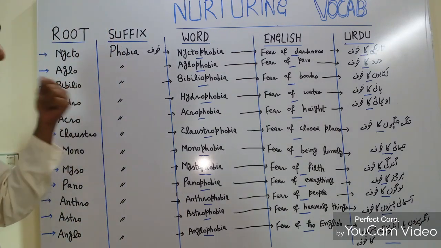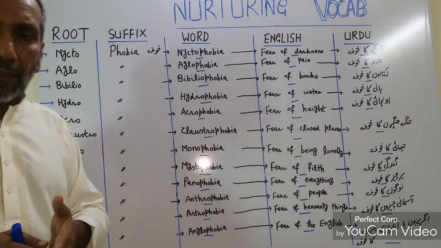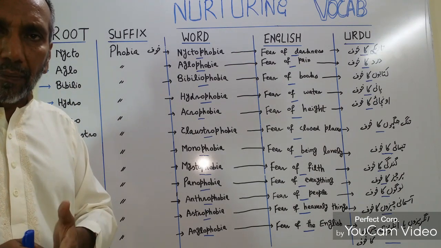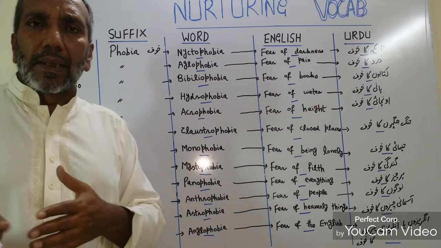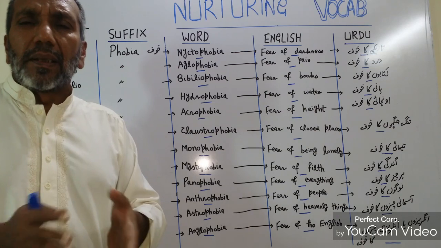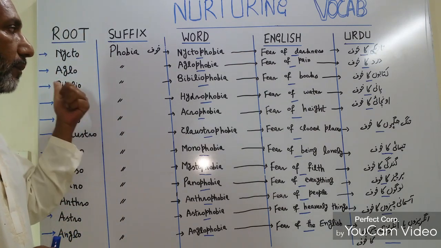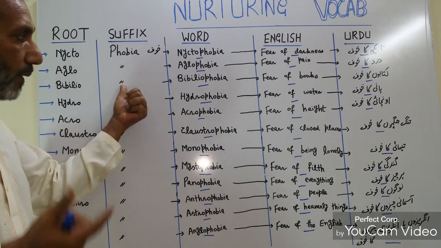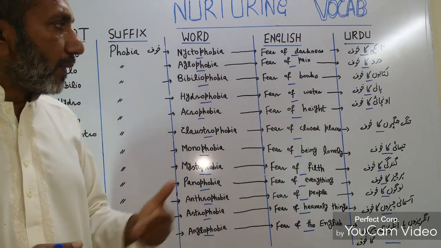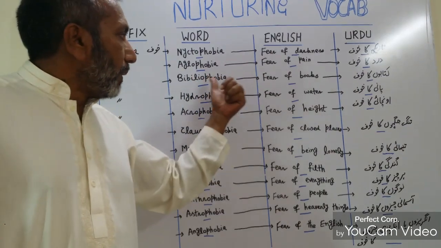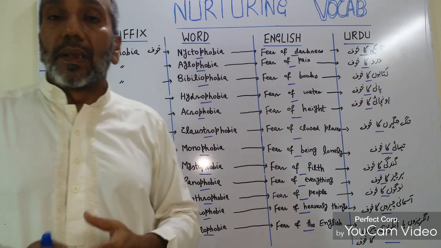The next is babylio. Babylio means something relating to books. You might have heard bibliography, the list of books, as we write in report writing. So babylio means something related to books, and phobia means fear. So bibliophobia means what? It's very easy to guess. Bibliophobia means fear of books. Some people are very much afraid of reading books.